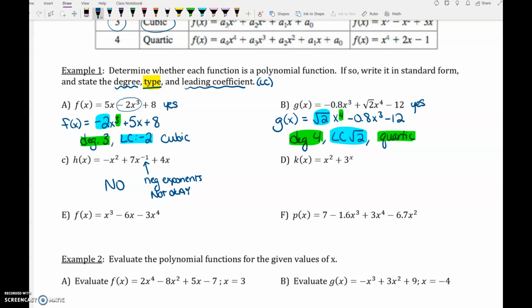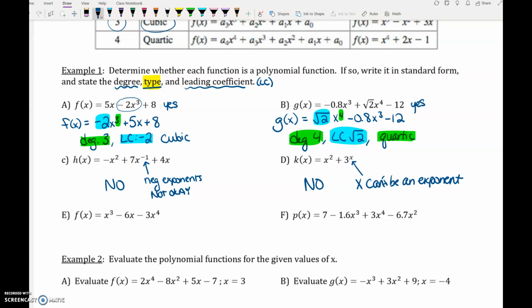In example D, it is not a polynomial because x is an exponent. X is a variable. We don't know what x is. So if we allow x as an exponent, x could be positive, it could be negative, it could be a decimal, it could be an imaginary number. We don't know, so it can't be a polynomial. So x can't be an exponent. Okay, take a look at E and F. Are E and F polynomials?